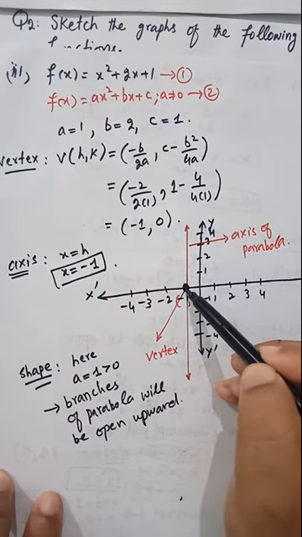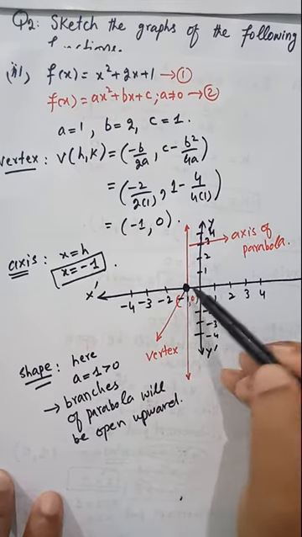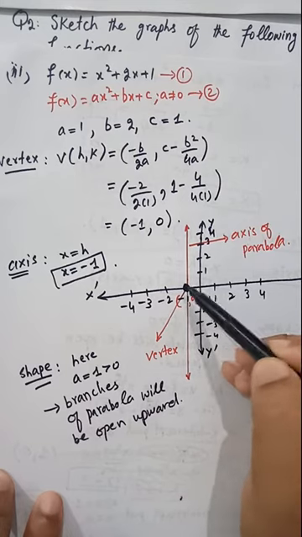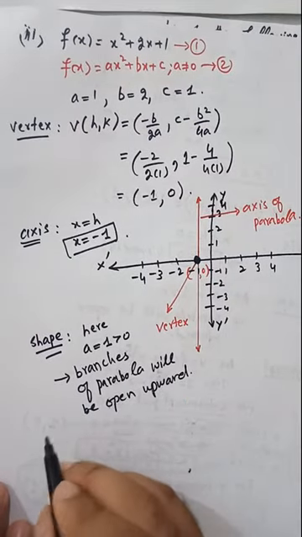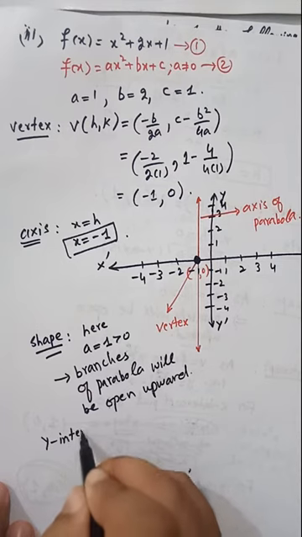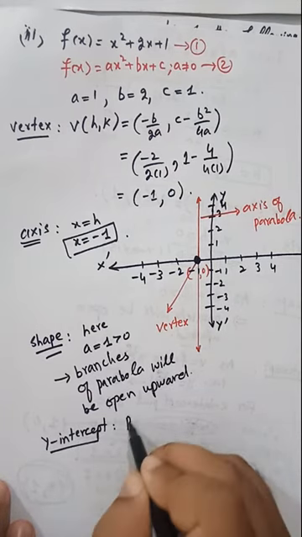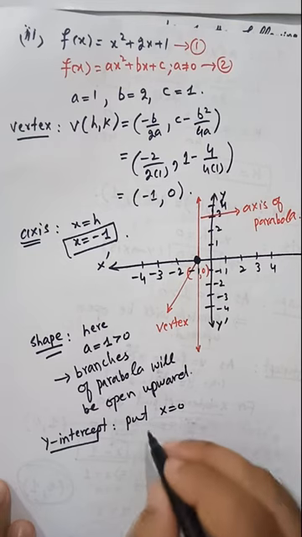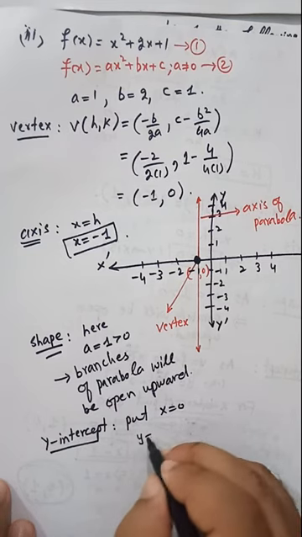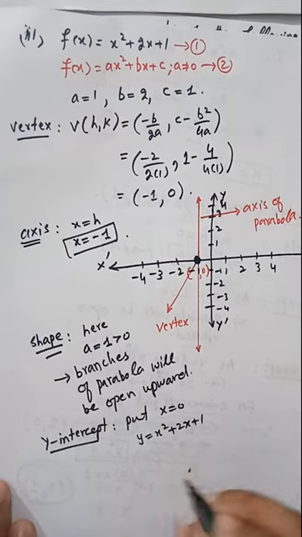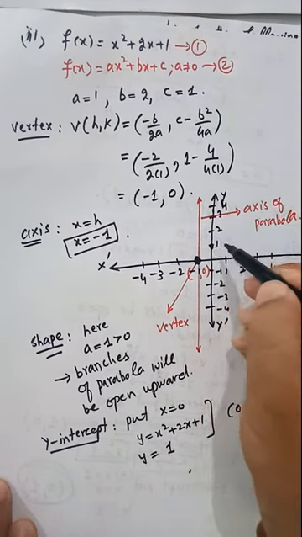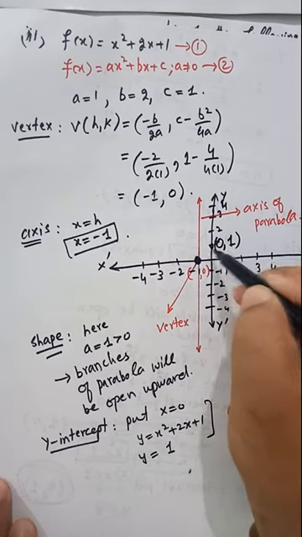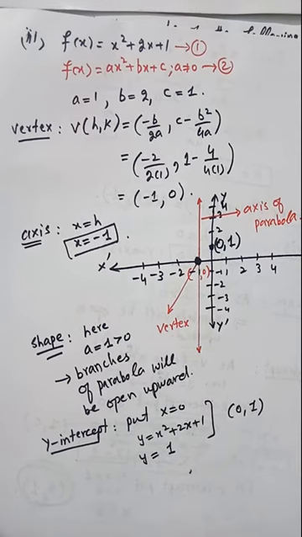Now when the branches are open upward, there must be a single y-intercept, because the parabola will pass through the y-axis as well. So now I am finding the y-intercept. For the y-intercept, put x is equal to 0. The given function is y is equal to x square plus 2x plus 1. When x is equal to 0, y becomes equal to 1. So the ordered pair is 0, 1. This point is your y-intercept.